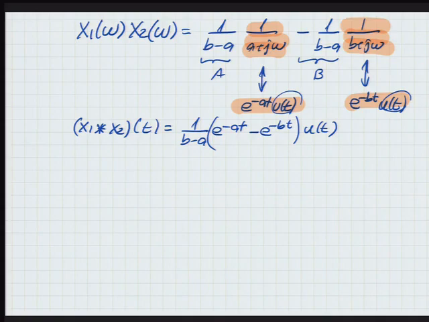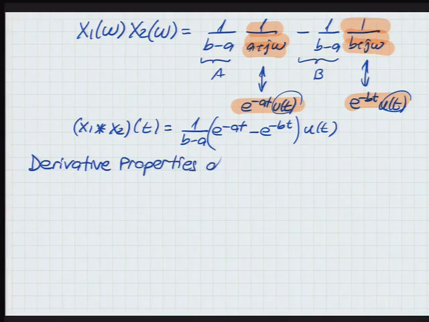Okay, so I think that's good enough for the convolution property. It just becomes multiplication and much more agreeable in the frequency domain. Alright, so this is something I barely touched upon last time. The derivative properties of the Fourier transform. From now on, I'm just going to write FT for Fourier transform, so I write less.